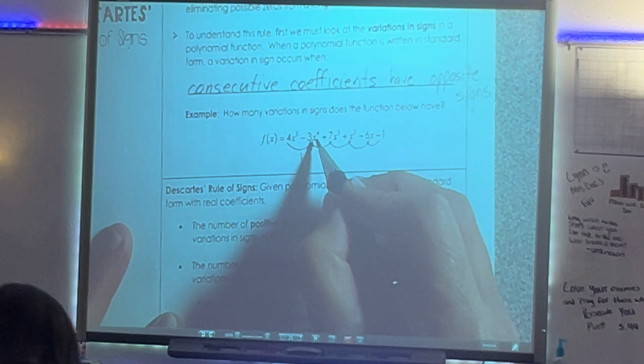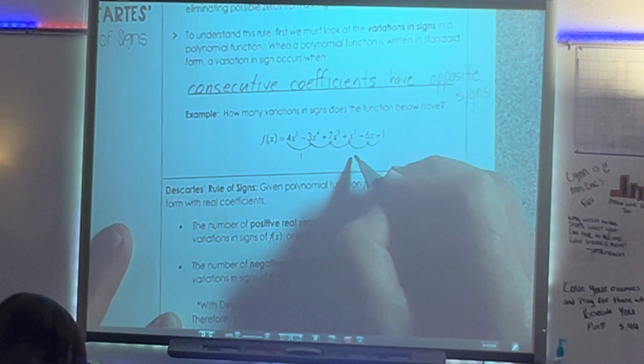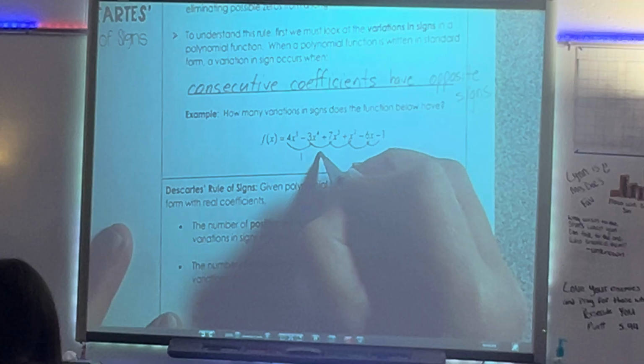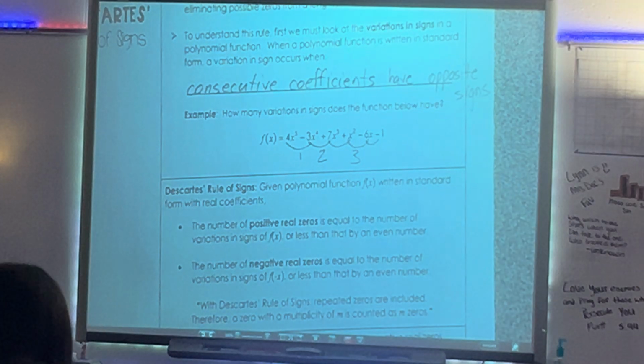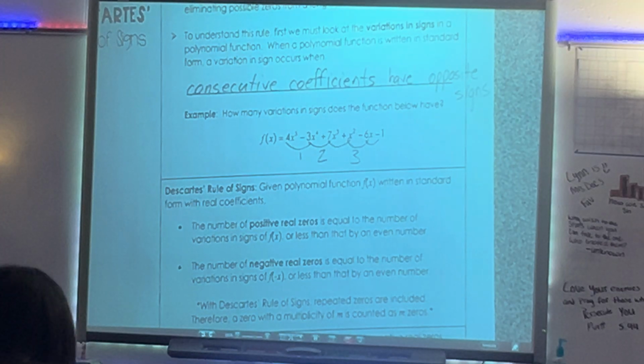This one, I don't have a sign change here. I do have a sign change here. Here I do have a sign change. That one changes, and then from here to here changes. So if we change, we're counting the alternating signs. Are y'all okay there with what we're doing?